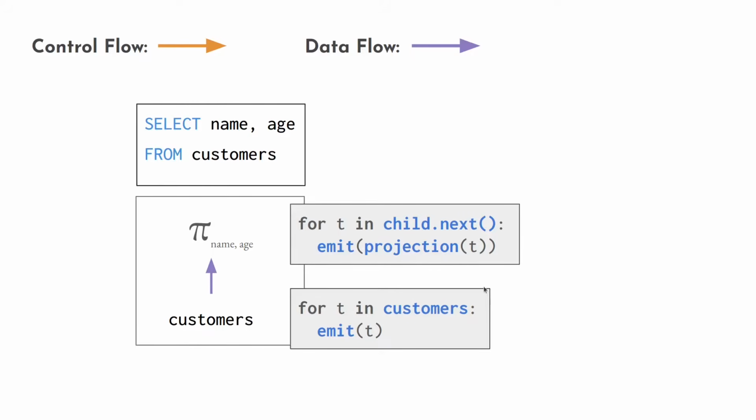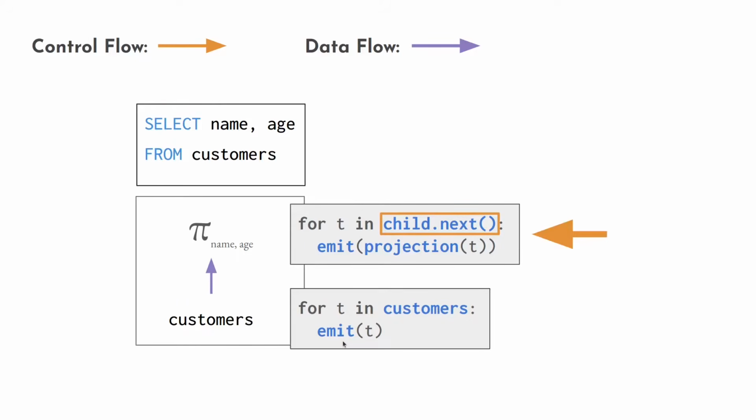Here's a very simple implementation of the operators in the Volcano model. The projection operator just says, I want to get the tuples from my child's next, and it emits the projection of this tuple, obviously based on the parameters here. A scan is a very simple implementation. Obviously, it just loops through the tuples of a table and emits them.